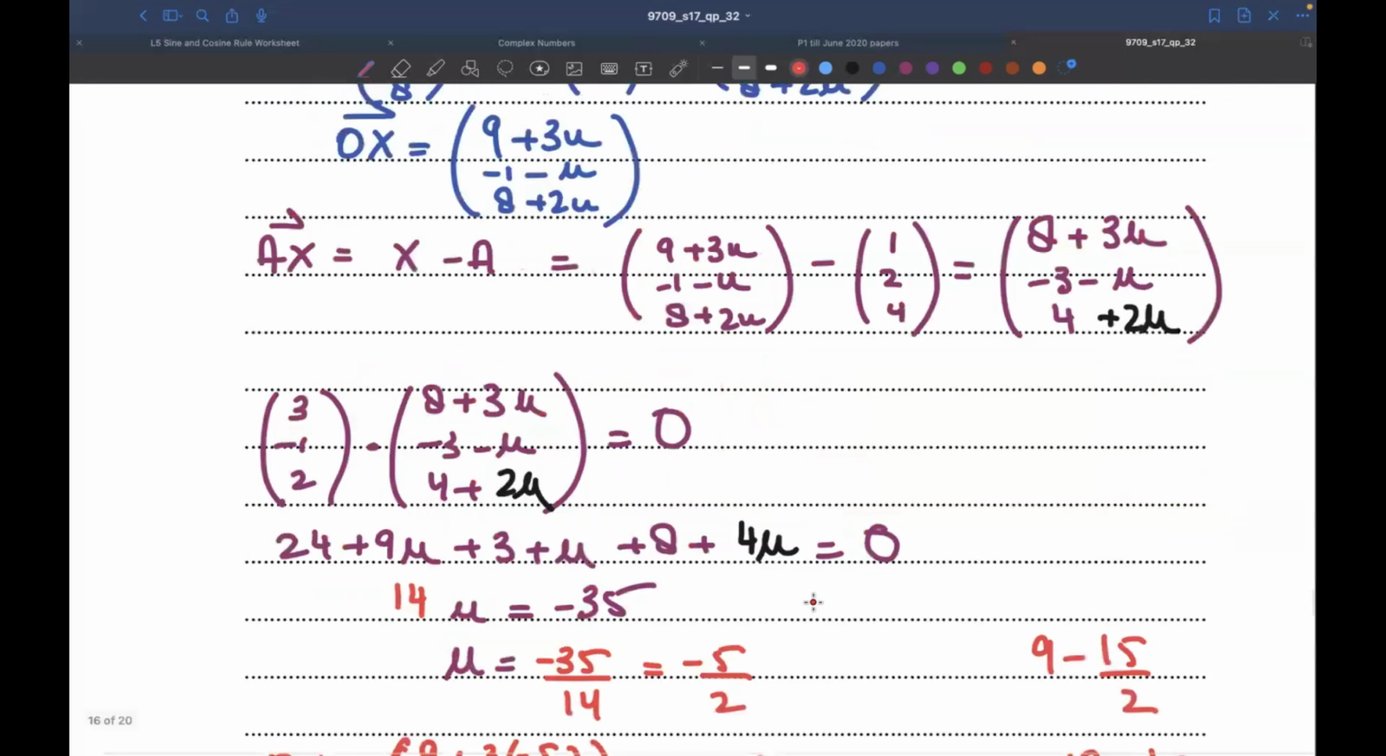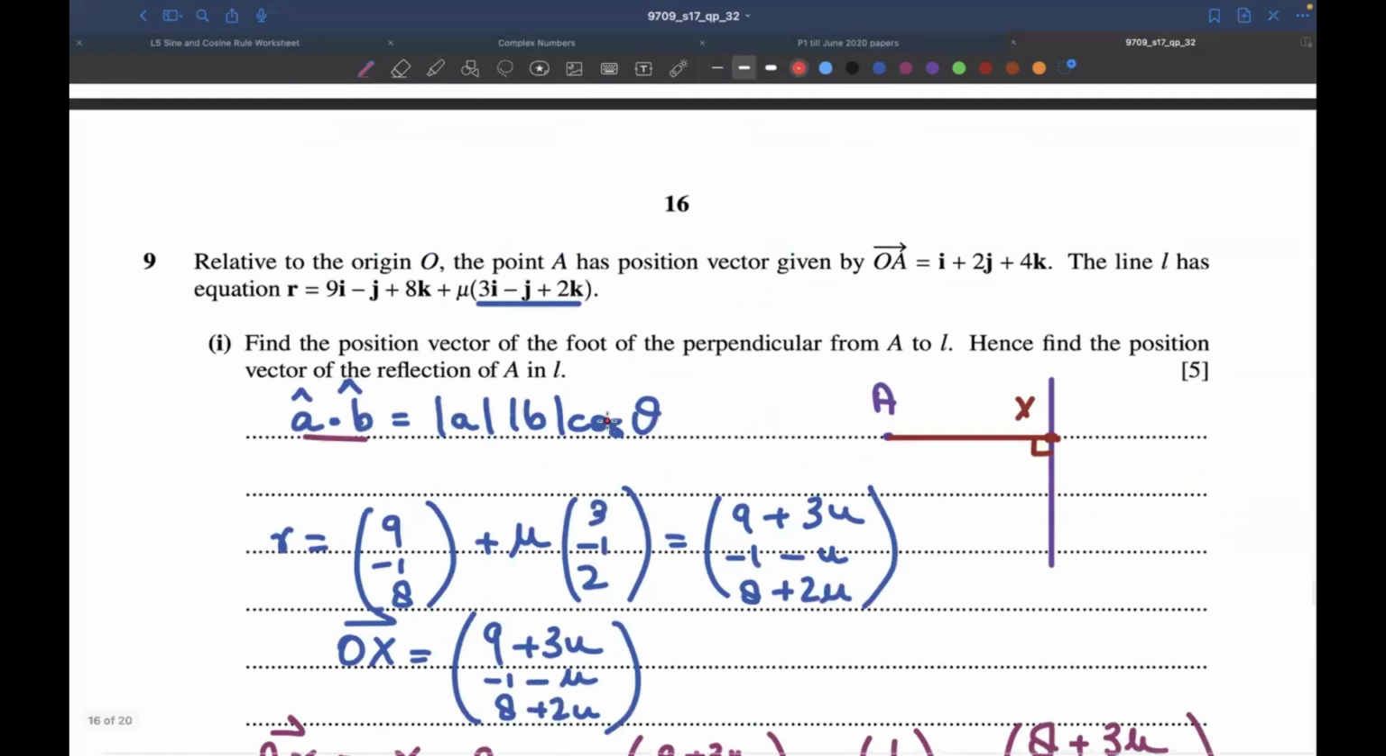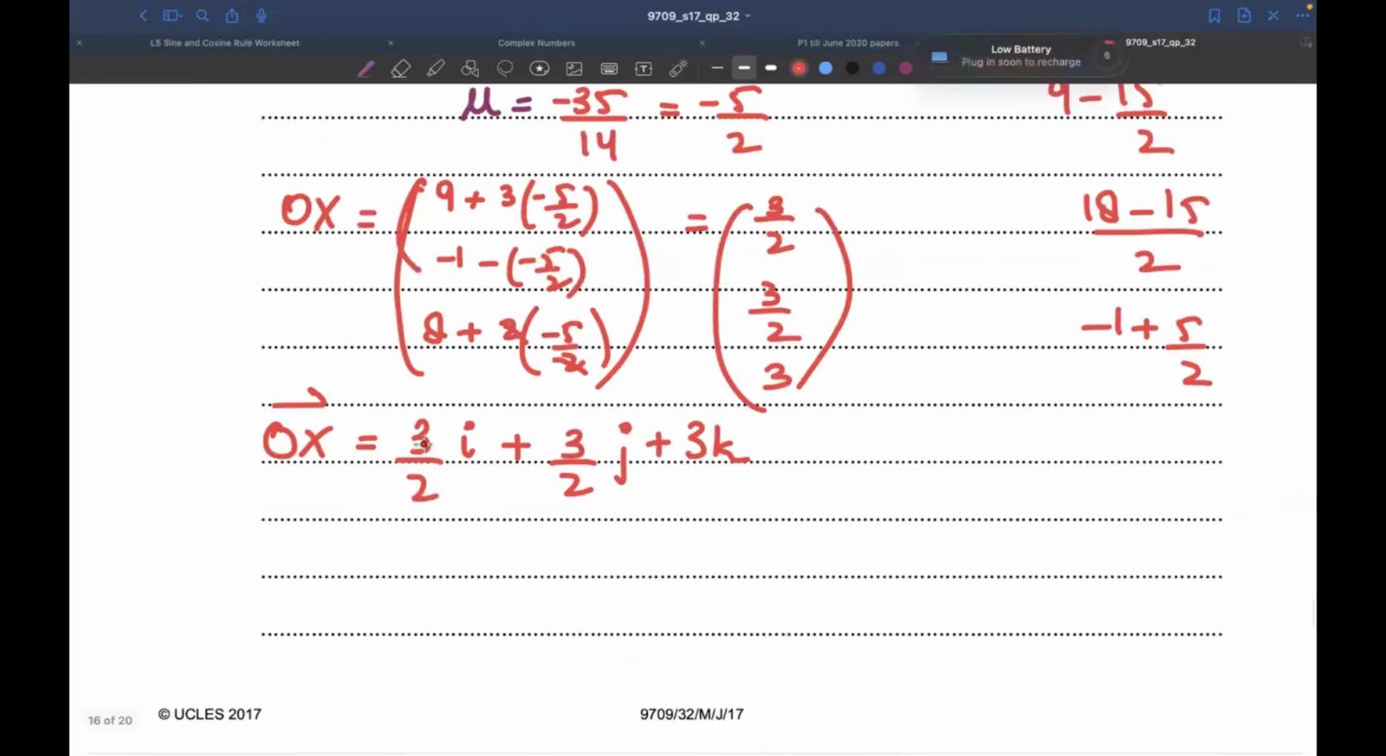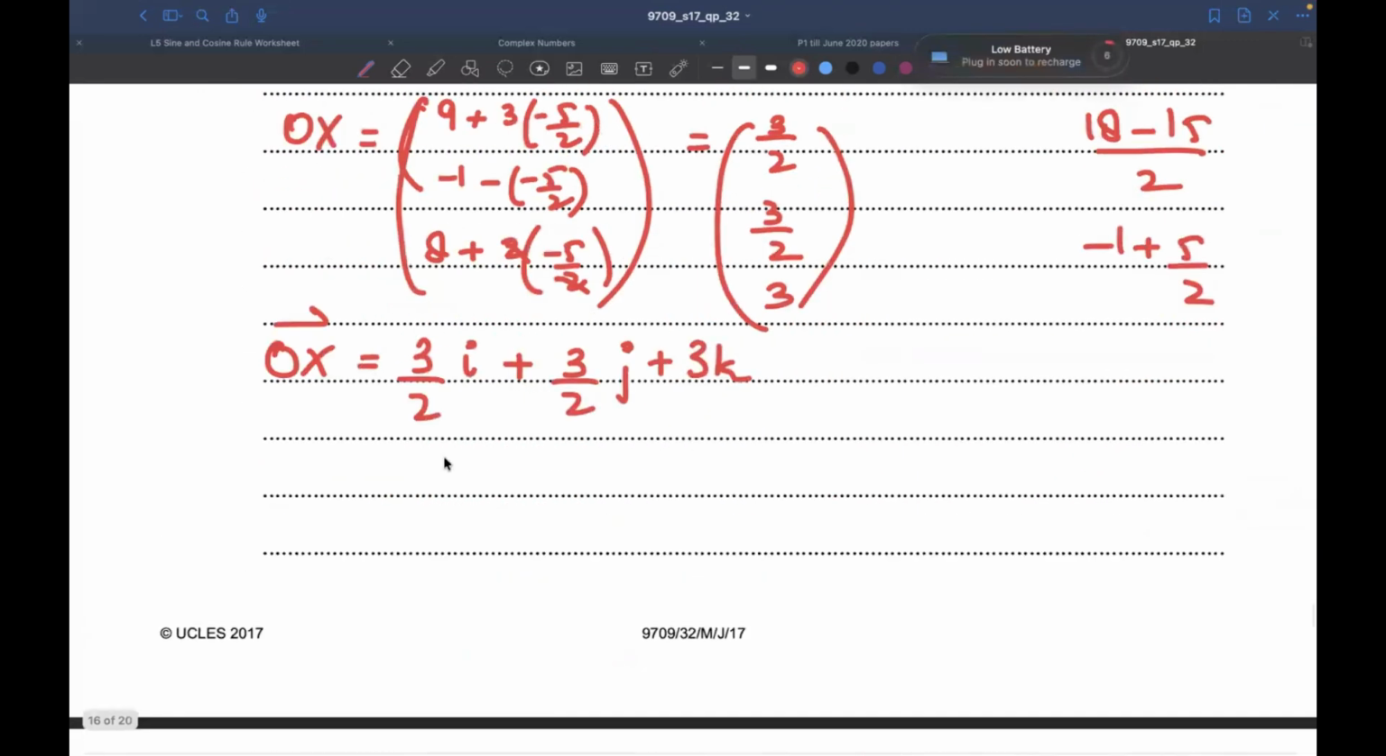Now in the next part, it says you also have to find the position vector of the reflection of A in the line L. So the reflection of A will be exactly over here. We can write it as A dash. Now what we know is that X will be the midpoint of A and A dash. And we already have the coordinates of X. So the midpoint coordinates are 3 upon 2, the Y coordinate is also 3 upon 2, and the Z coordinate is 3.